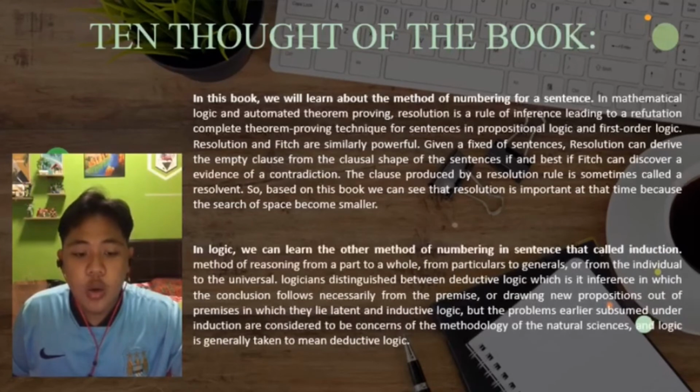Next, in logic, we can learn the other method of reasoning in sentences called induction. It is a method of reasoning from a part to a whole, from particulars to general, or from the individual to the universal. Logicians distinguish between deductive logic, which is inference in which the conclusion follows necessarily from the premises, or drawing a new proposition out of premises in which it lies latent, and inductive logic. But the problems earlier subsumed under induction are considered to be the concern of the methodology of the natural sciences, and logic is generally taken to mean deductive logic.